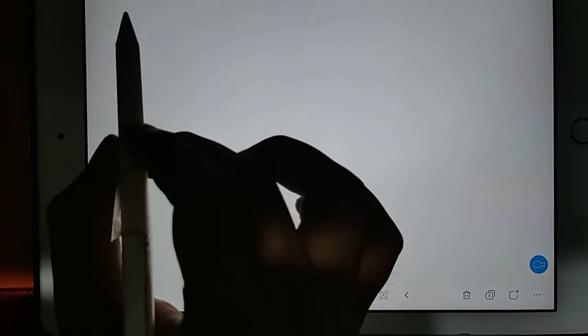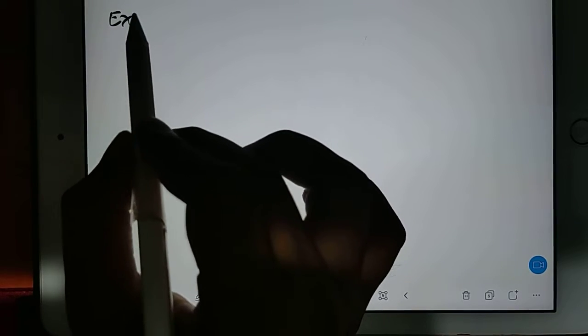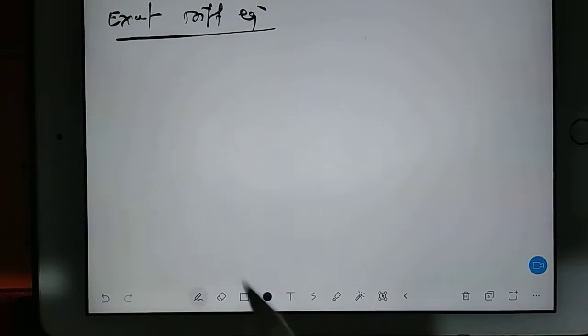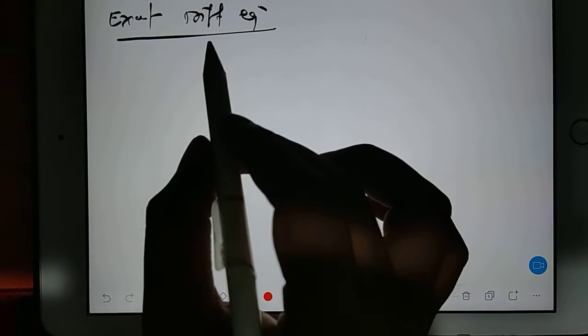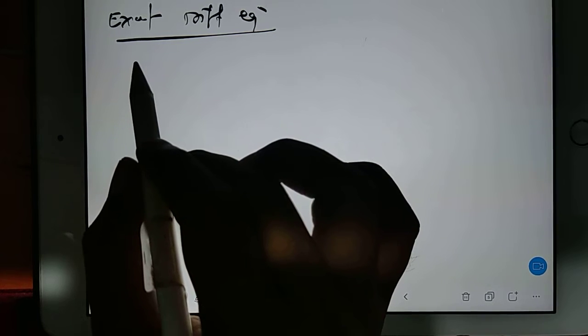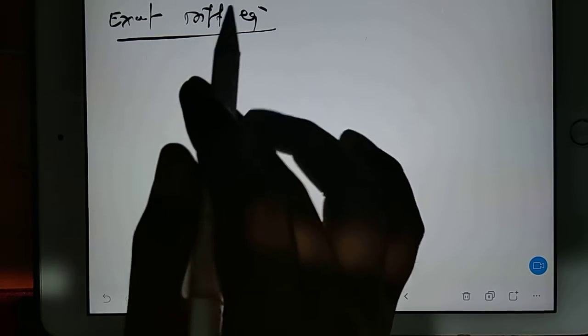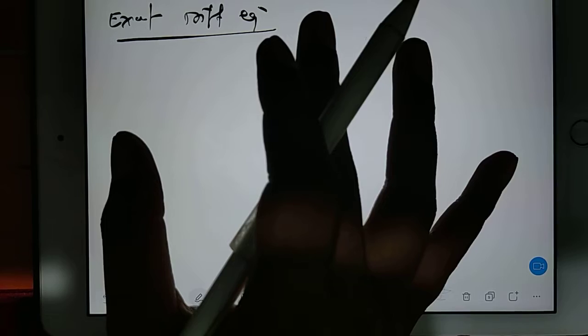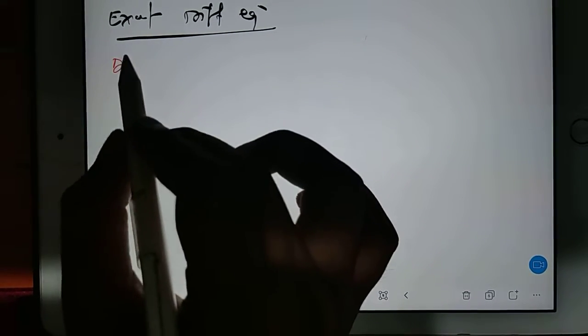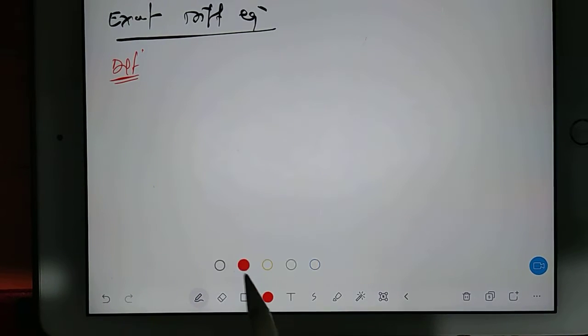Take down a new topic as exact differential equation. Now, exact differential equation, how will you judge? Actually, there will be one condition given. We have to follow that condition. Take down the definition first. Definition.